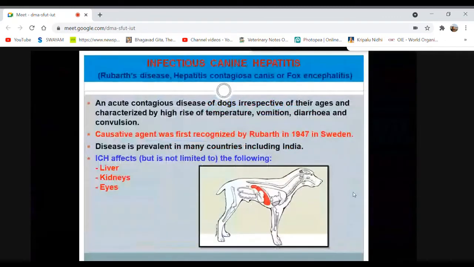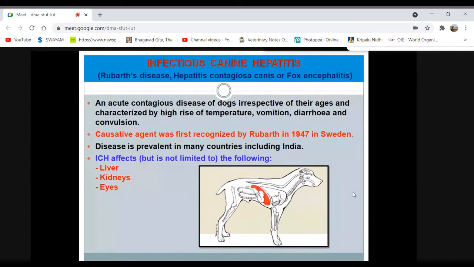So next disease is about infectious canine hepatitis. The synonyms are Rubarth's disease, hepatitis contagiosa canis, or fox encephalitis. It is another very important, highly acute and highly contagious viral disease, affecting almost all the ages. Here also there will be a high rise of body temperature with severe vomition and diarrhea, and the nervous system involvement showing convulsions.